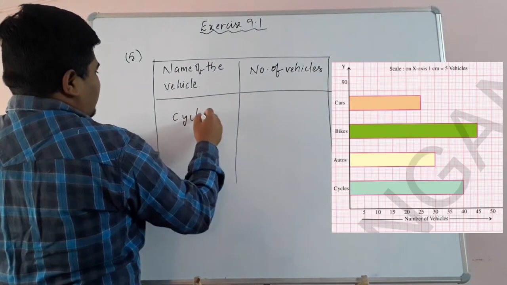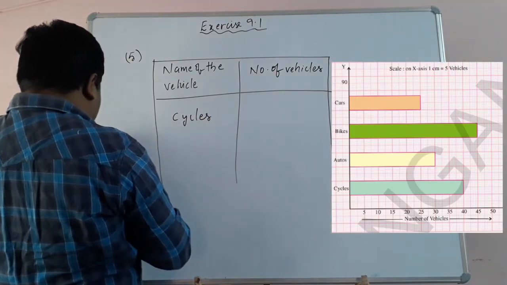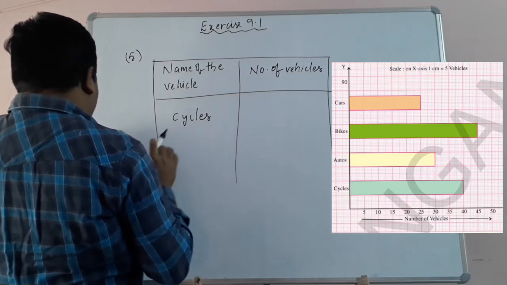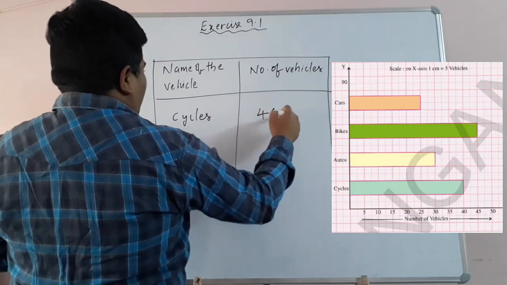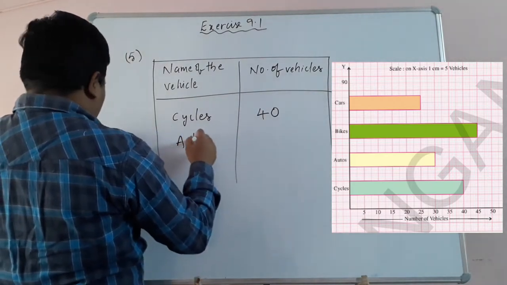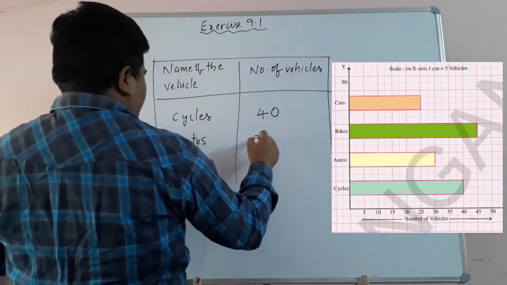How many cycles are there, children? So we have to see the graph. See here, in green color, light green, it is there till 40. Means 40 cycles are there. Okay. And next, to see how many autos are there, children. So autos are given in yellow color, children. So the number of autos is 30.